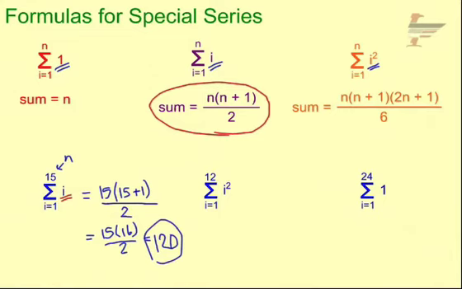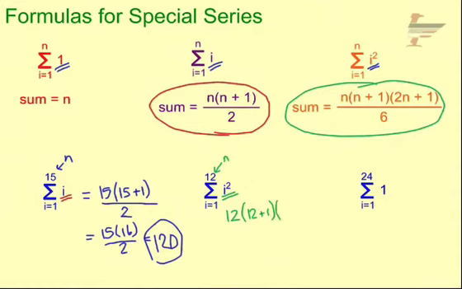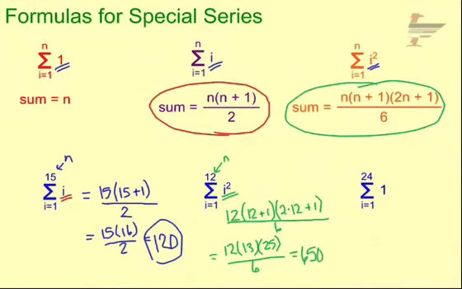This next one, we want to look at what the rule is, and it's rule of i squared, and that has a sum formula. That's this one over here. Our end value again is going to be our total number of terms, which is 12. So we're going to set it up and say 12 times 12 plus 1 times 2 times 12 plus 1, and we are going to divide that by 6. So 12 times 13 times 25 over 6. And we get 650.